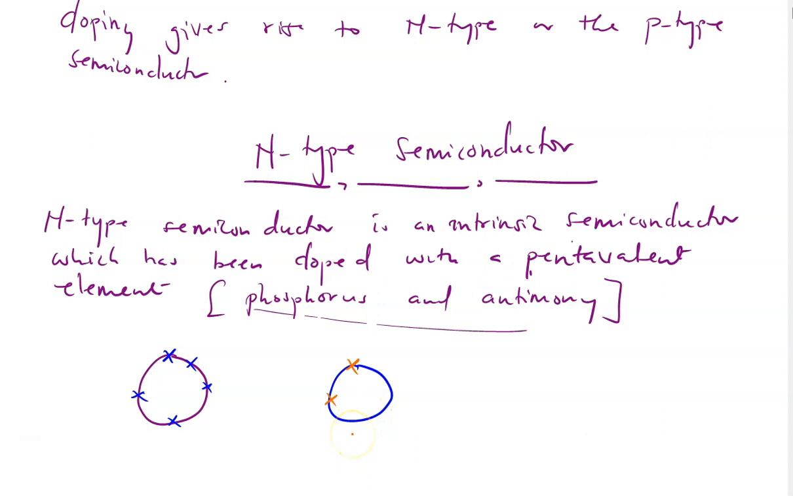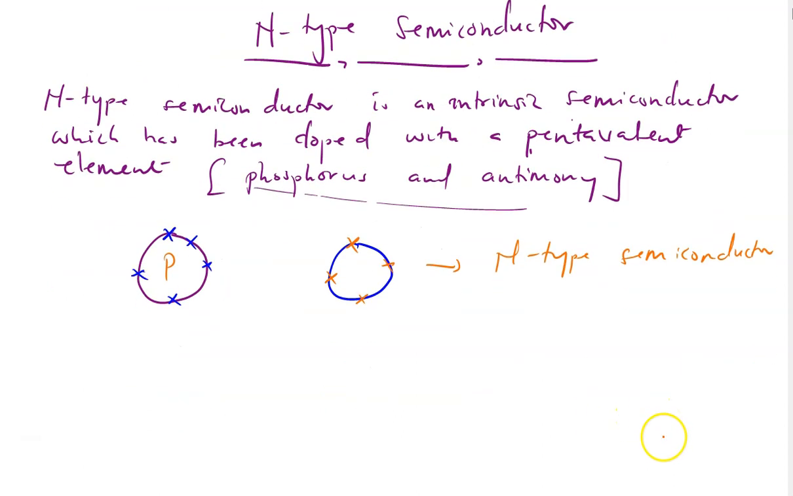All this was discussed in our previous video, so there's no need to hit on it again. But if I have phosphorus here, which is being doped with the silicon, right, then it gives rise to the n-type semiconductor.